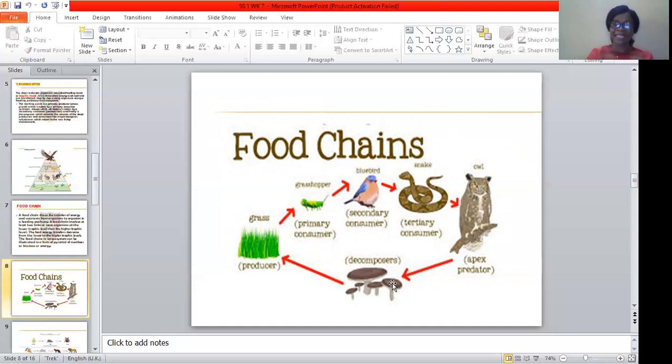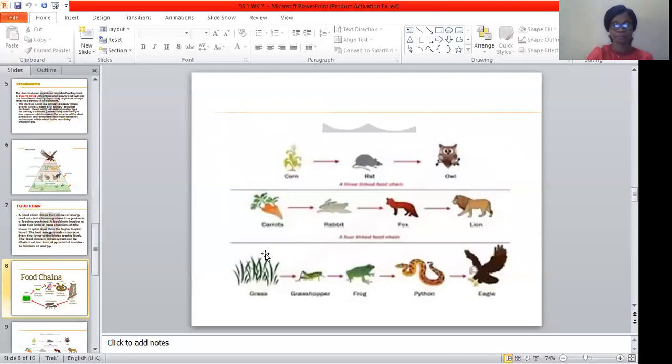Everything will die and decompose, and go back to the living components, the living environment, which is the green plants also. So it's always like that. It goes round and round like that, especially in a chain. That is why it is called a food chain.